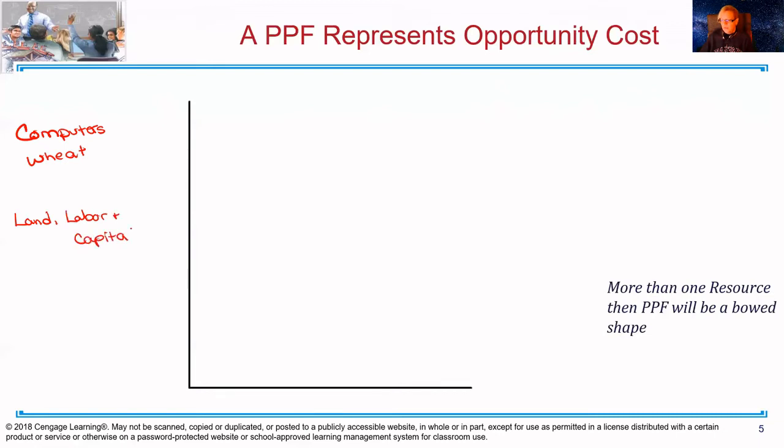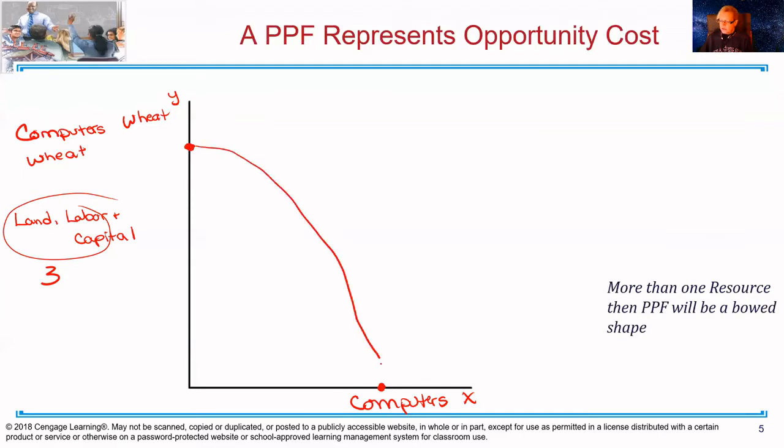Because we're measuring more than one factor of production, in this case we're measuring 3, I'm going to go ahead and put wheat over here. I don't have any numbers, so again, it doesn't matter. I'm going to put wheat on the y-axis, and I'm going to put computers on the x-axis. But now I can produce some amount of wheat or some amount of computers. But instead of a straight line, it is now going to be a bowed out shape. So the question is why?